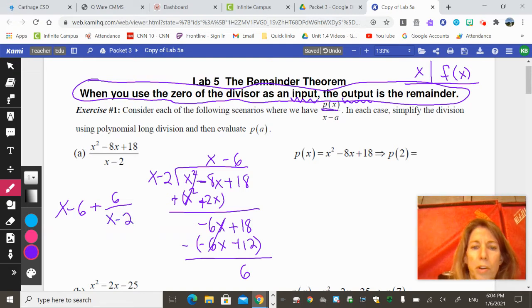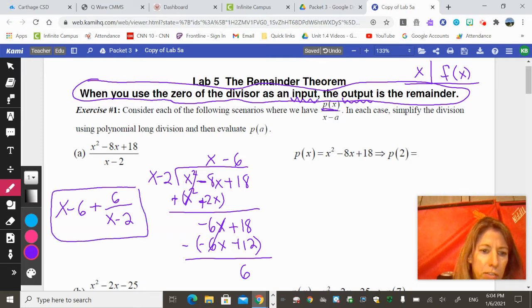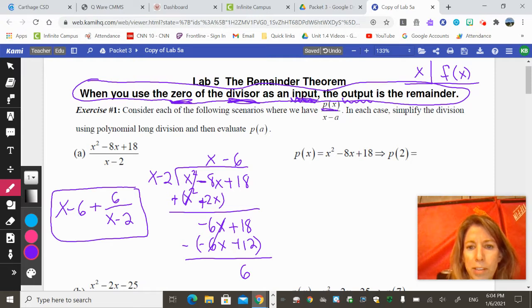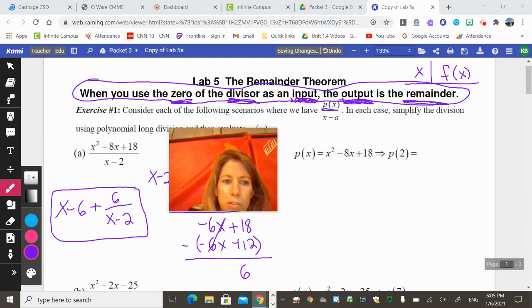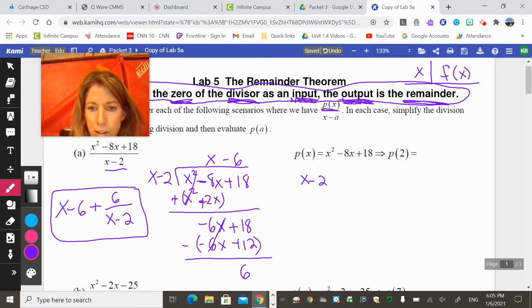All right, so the remainder theorem does a couple neat things for us. It actually helps us to check our answer of long division. This is my long division solution. Now I'm going to use the zero of the divisor as an input for my function p of x, and the output represents the remainder. First of all, we're going to go over the zero of the divisor. The x minus 2 is our divisor, right? So x minus 2 in this case is our divisor.